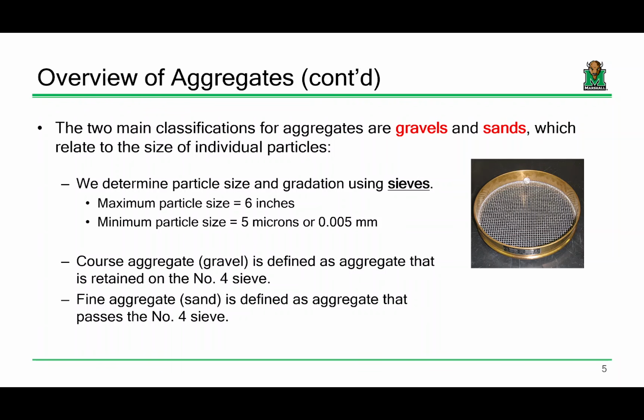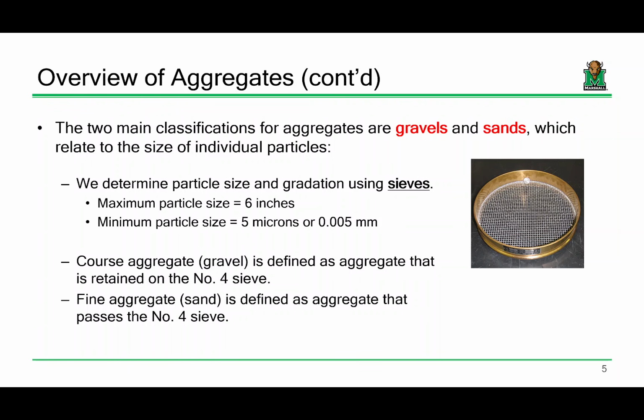Now, we classify sieves either based on the size of the opening, or the number of openings per inch. So a number 4 sieve has 4 openings per inch, and some of you might be thinking, well, isn't that just a quarter of an inch? Not really. It's less than a quarter of an inch because you have to account for the thickness of the wire. So a number 4 sieve is the dividing line that we use as civil engineers to define whether or not an aggregate is a gravel or a sand.